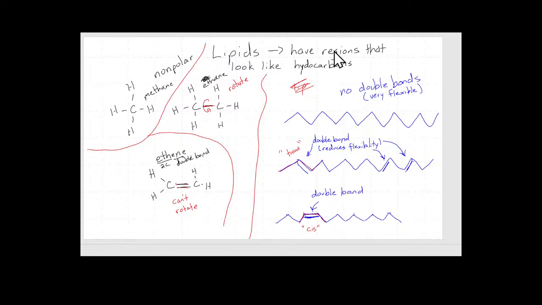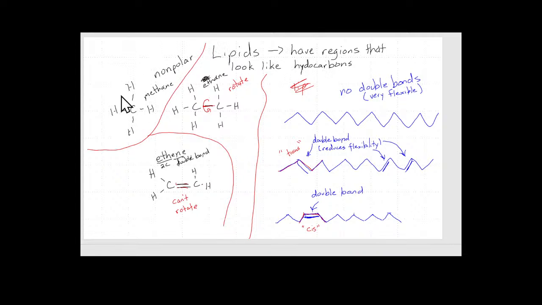Now, lipids have regions that look like hydrocarbons. And when we learned about hydrocarbons, we learned that when you have a bunch of hydrocarbons in water, they'll stick together because they are nonpolar. They're hydrophobic. They don't like interacting with water. And so they will form clumps together.